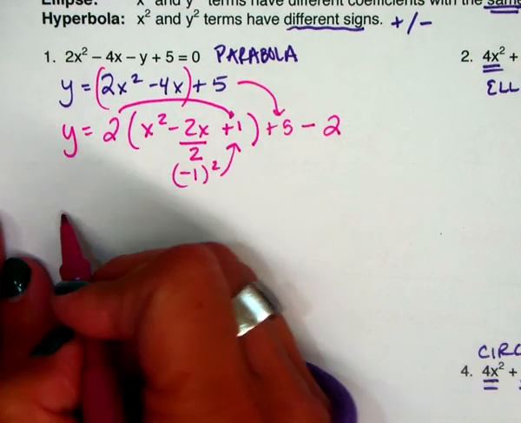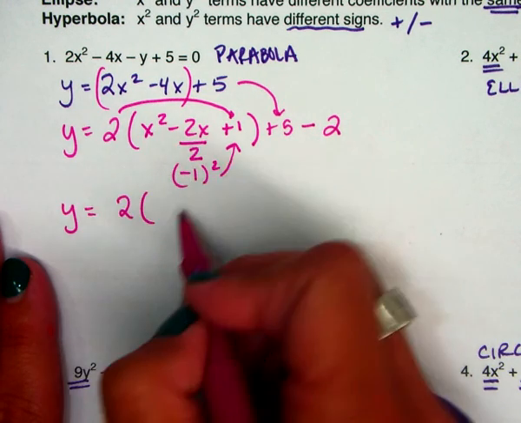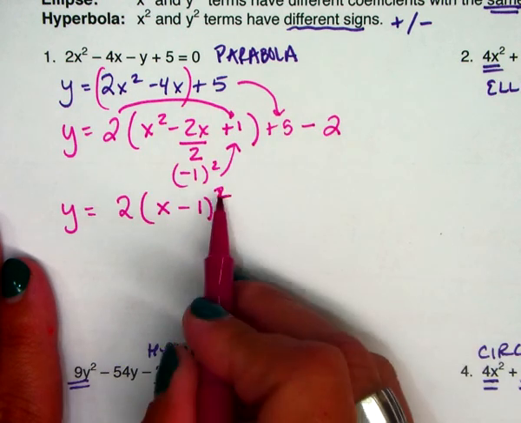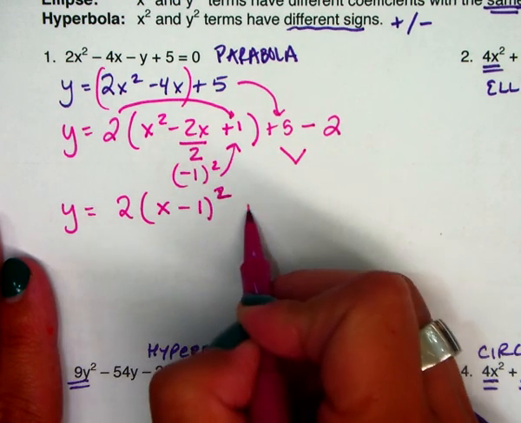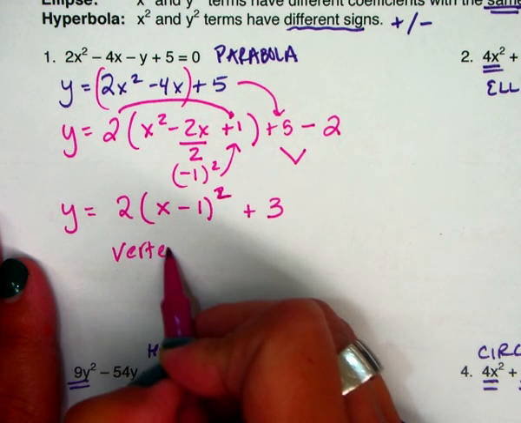And now I haven't changed my equation at all, but it does look a lot nicer because this x squared minus 2x plus 1 factors so nicely as a perfect square trinomial into (x minus 1) squared. 5 plus 2 over here gives me a positive 3. And now I am in vertex form, and we love it.